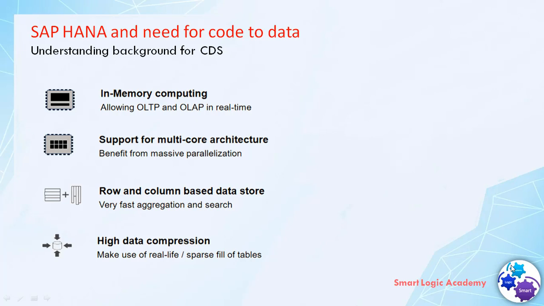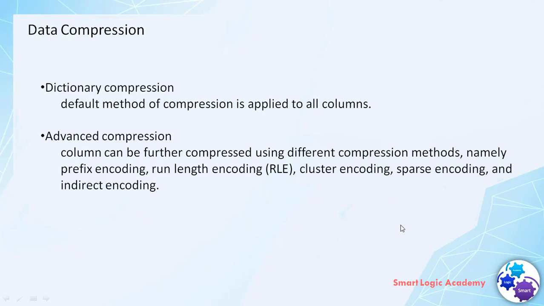Now let's talk about the data compression in SAP HANA. The column store tables allow the efficient compression of data. This makes it less costly for the SAP HANA database to keep data in main memory, and it also speeds up searches and calculations. In SAP HANA, there are two types of data compression: dictionary compression and advanced compression.